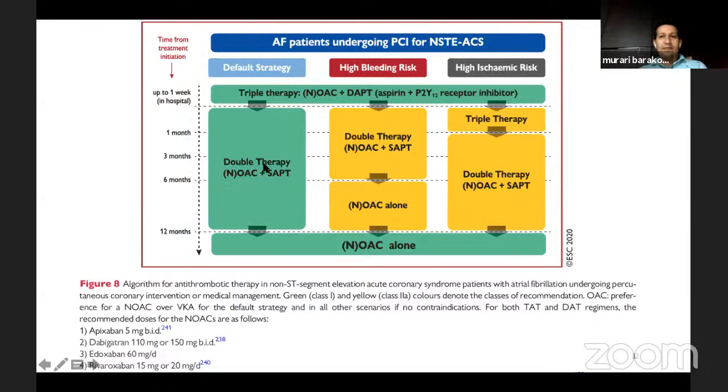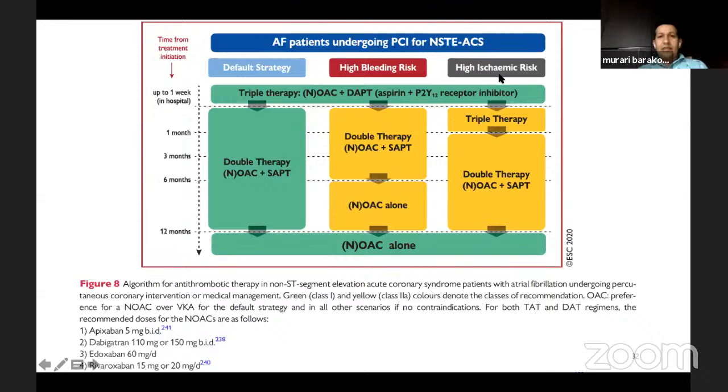If it is stable angina, we can stop at 6 months or even 3 months. If bleeding risk is high, after 3 months, after 6 months, we can drop off antiplatelet altogether, only NOAC.